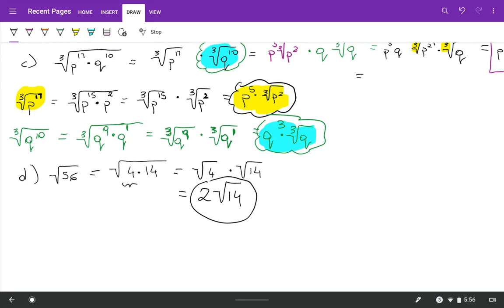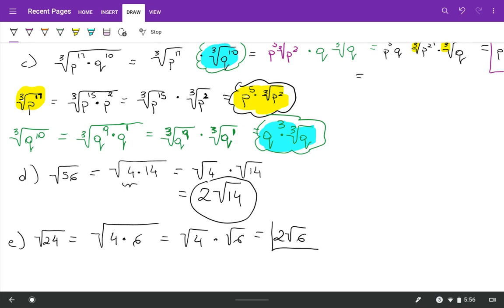Okay, let's do E. Let's simplify square root of 24. So let's break down this 24 into 4 times 6. And this is the same, using the product property, as square root of 4 times square root of 6. So square root of 4 is 2. Square root of 6, we cannot evaluate that. I mean, this is an irrational number.